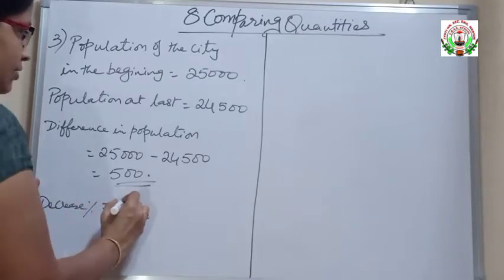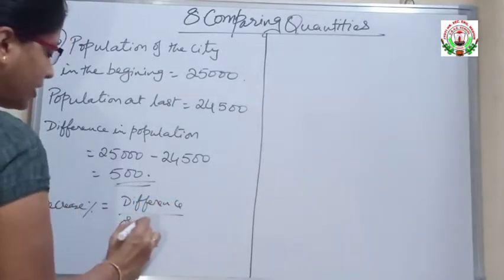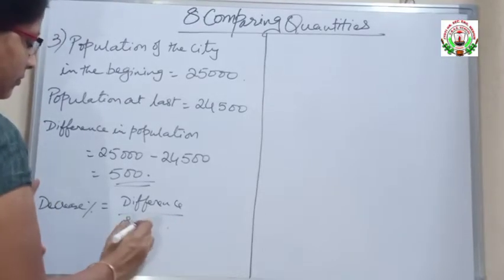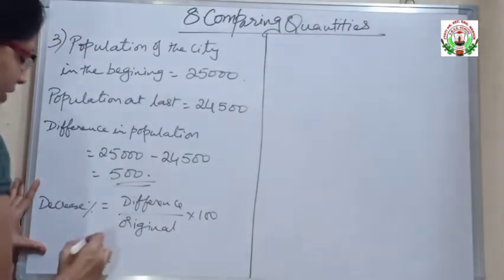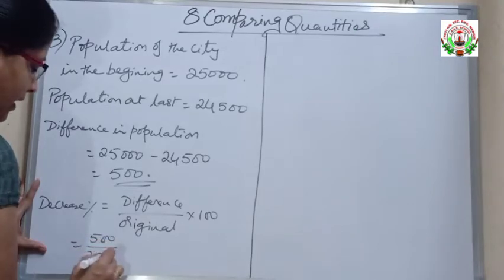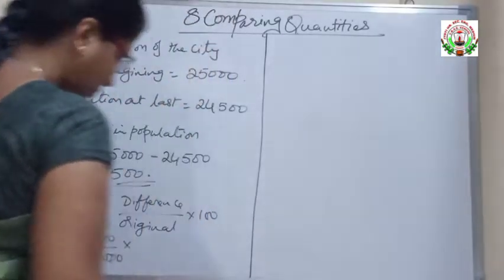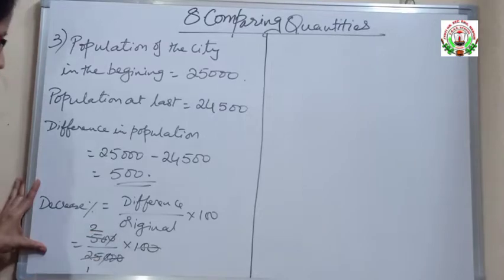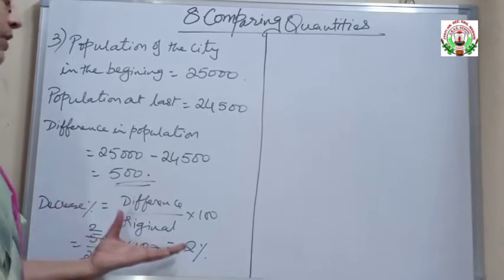Decrease percent is equals to difference by original into 100. So this will be difference is 500 by 25,000 into 100. Here 2 zeros got cancelled, 2 zeros got cancelled, 1 0 1 0. See, 25 ones are 25, 25 twos are 50. So this is 2%. So this is your answer.